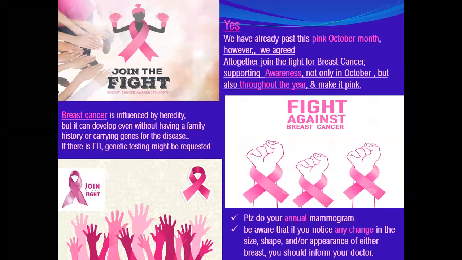As you know, breast cancer is influenced by heredity, but it can develop even without having a family history or carrying genes for the disease. And if the family history is present, genetic testing might be requested. Please do your annual mammogram, and if you notice any change in shape, appearance, or size of your breast, you should inform your doctor.